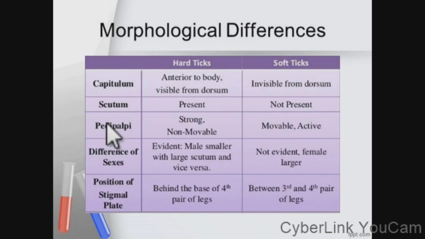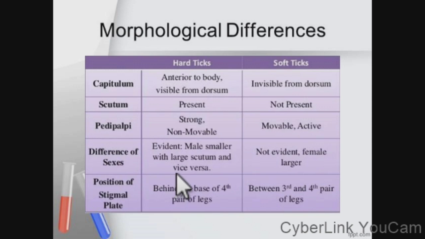exerting an anticoagulant or platelet aggregation inhibitor. These are the morphological or structural differences. The hard ticks have the capitulum anterior to the body, visible from the dorsum. The capitulum of soft ticks is not visible. The scutum is present in hard ticks while it is absent in soft ticks. Pedipalps are strong and not movable in hard ticks, while in soft ticks they are movable or active.